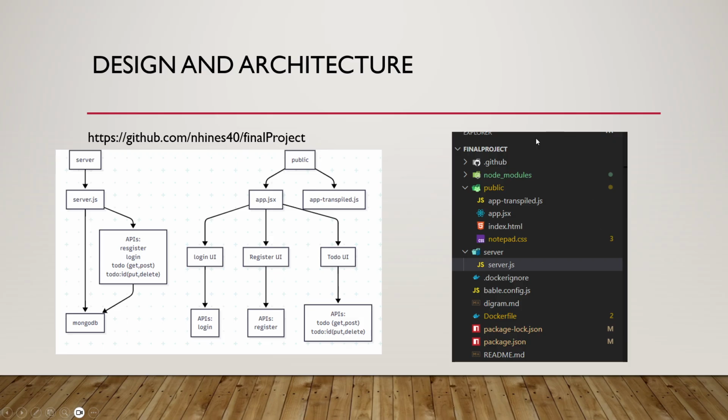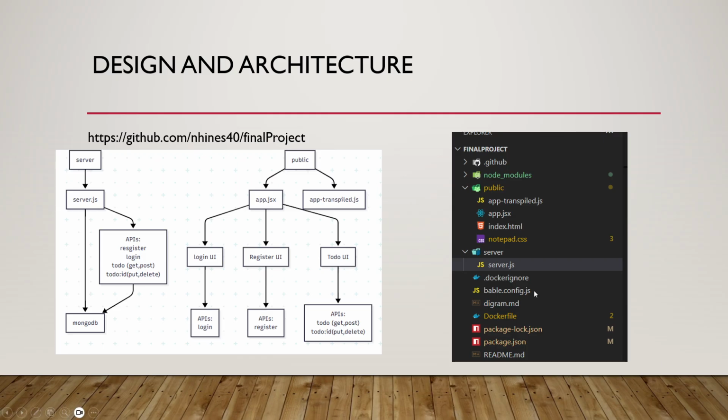Here I also have a picture of the other files involved, including our GitHub workflow file, different Docker files, Docker ignore, Babel config, readme, our package.jsons, and our index.html and our CSS where we kind of spruce up the UI.